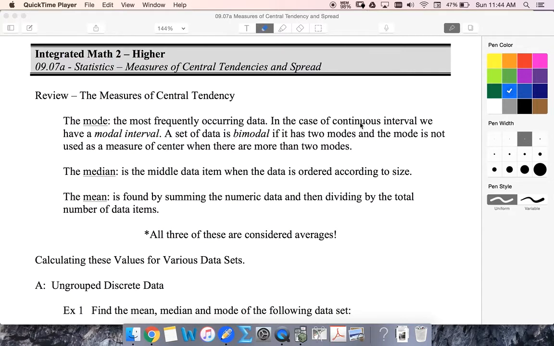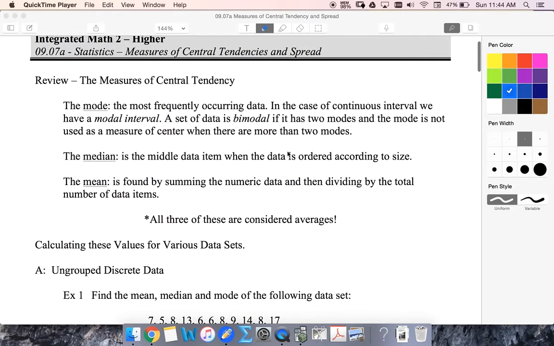If we're looking at interval data, for example weights, 50 to 55 kilos, 55 to 60 kilos, etc., then we would talk about the whole interval, like 60 to 65. That would be, again, the most frequent. We would look at our frequency set. Bimodal is if two values have the exact same frequency. The mode is not a measure of center if there's more than two. So bimodal is okay, a single mode is okay, but if there's more than two, then it's not a central tendency.